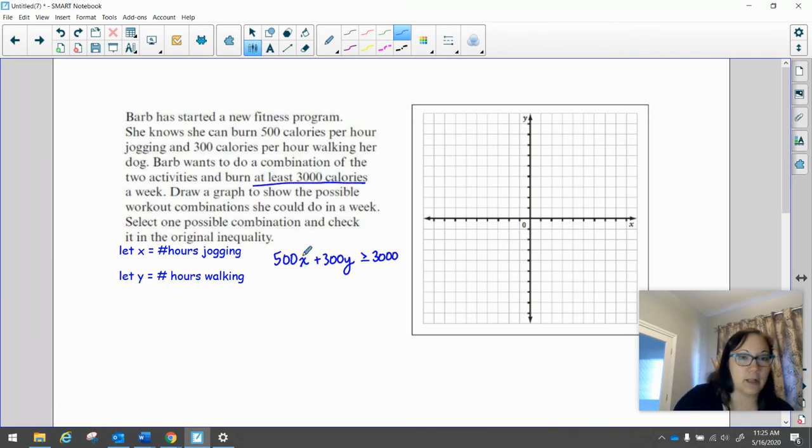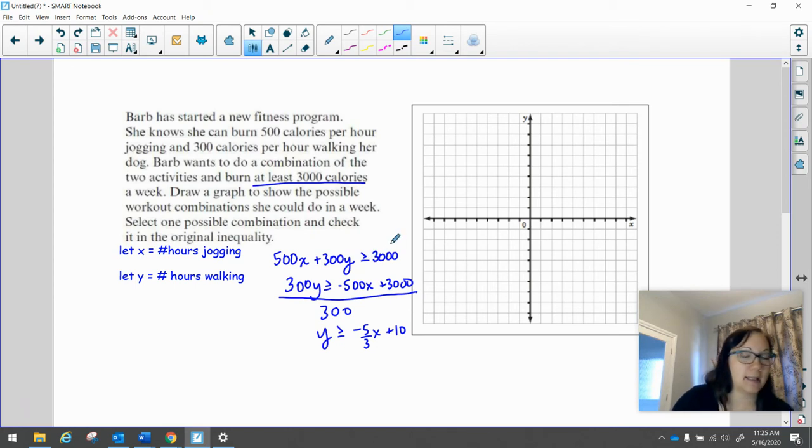Okay, we're going to rearrange this now into y equals mx plus b form. So I'm going to move the X value over to the right. And I'm going to divide each side by 300, which actually will help our numbers become more manageable. So the zeros will cancel. So I get negative 5/3 X, and 2 zeros will cancel here, so I get plus 10. So there is my inequality.